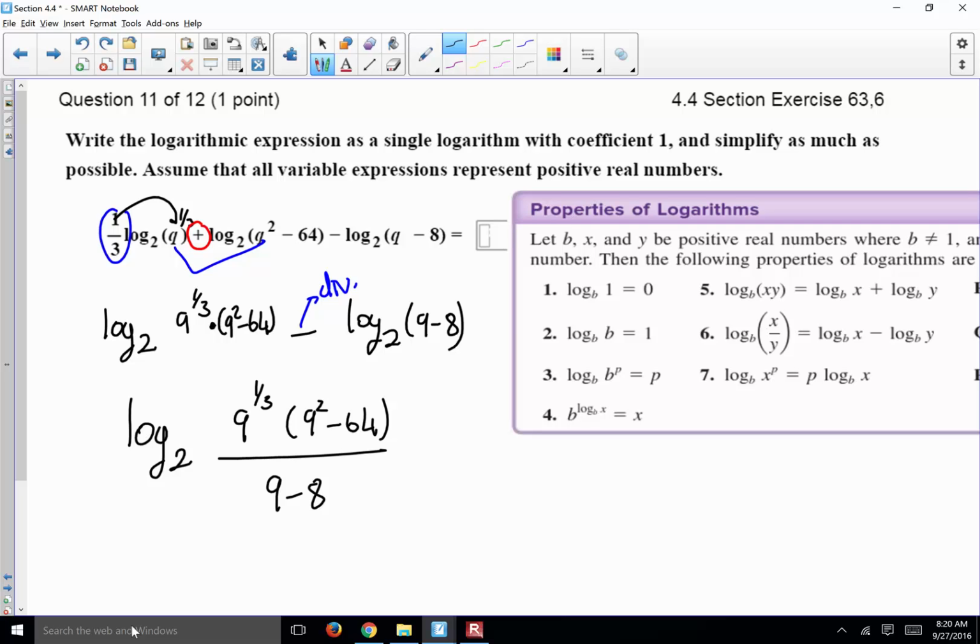Alright, are we done? I think we're done. Or can you do more? We need to go for simplifying as much as possible. Do you see any simplification here?